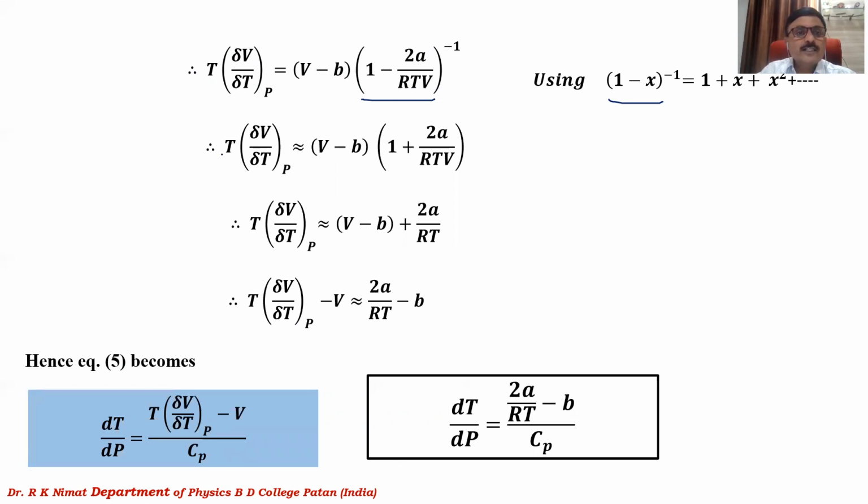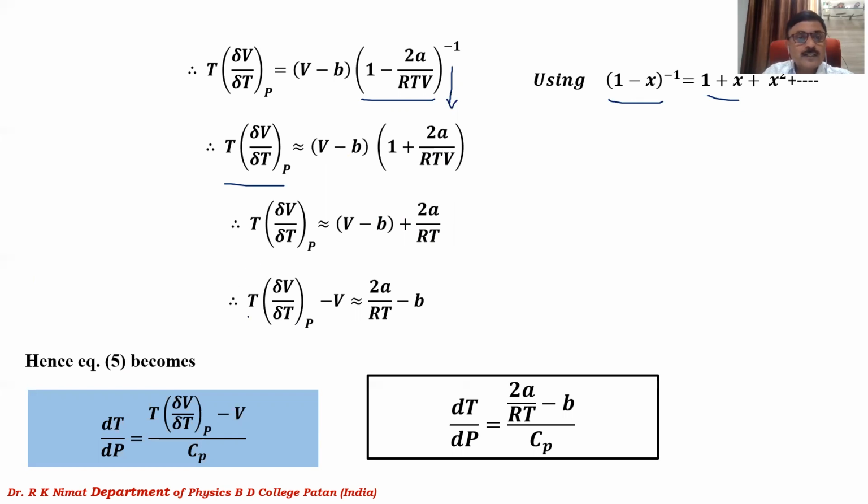You will get T into delta V by delta T at constant P approximately equal to V minus B into bracket. This is an approximation. We have taken only the first term. Higher order terms are very small, hence they are neglected. So you will get approximately equal to V minus B into 1 plus 2a divided by R into T into V. So this is nearly equal to, if you multiply V minus B inside these two terms, it will be V minus B plus. So V minus B is again nearly equal to V, so that V will get cancelled, and you will get the final term as 2a divided by RT.